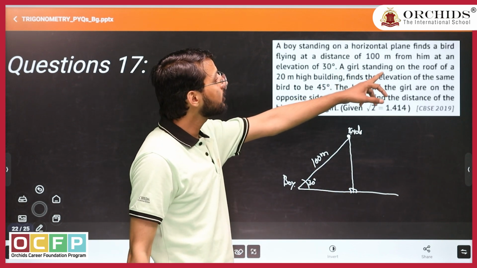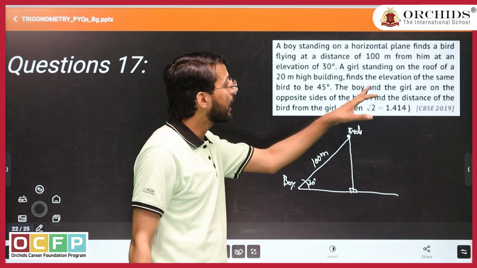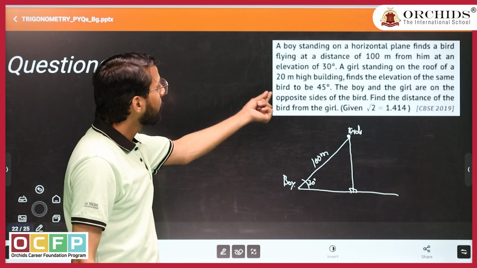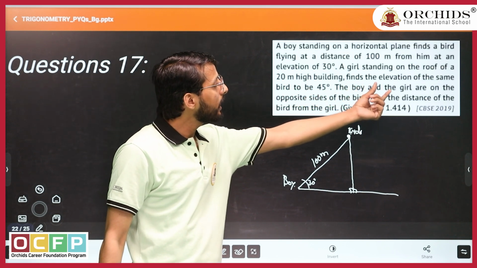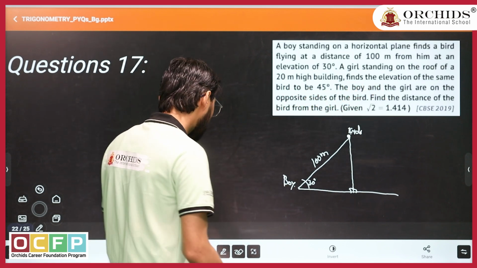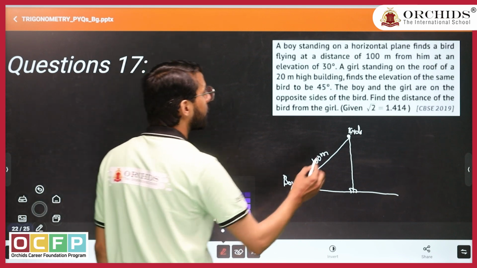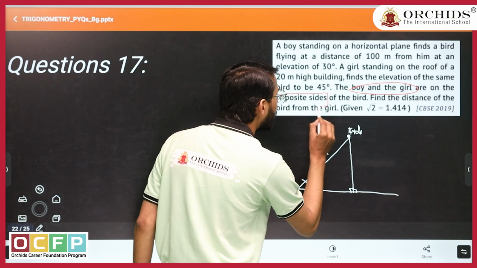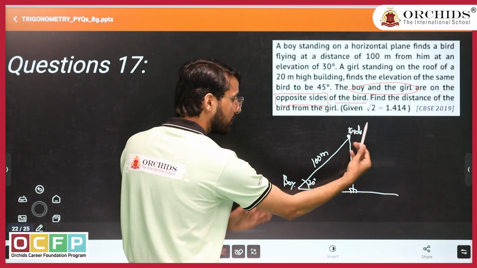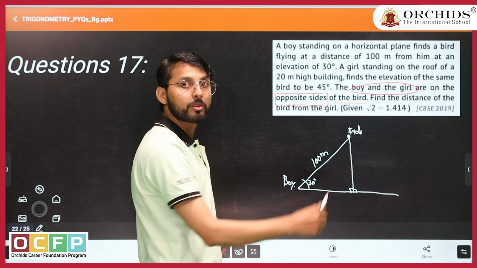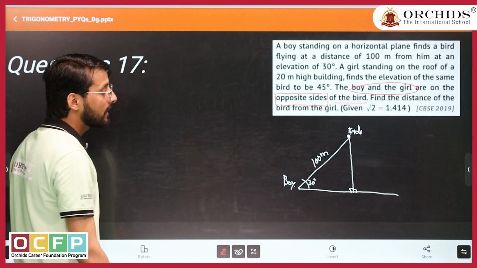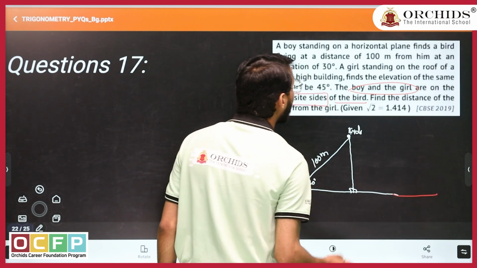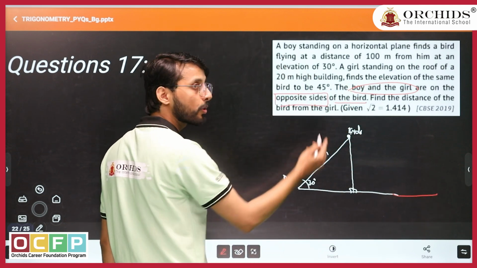Now a girl is standing on the roof of a 20 meter high building. The angle of elevation of the bird from the girl is 45 degrees. The boy and the girl are on opposite sides of the bird. Again we got something very important. The bird is there, the boy is on one side, so the girl should be on the other side. So what we have to do is first stretch this line, and a girl is standing on the roof of a 20 meter high building.